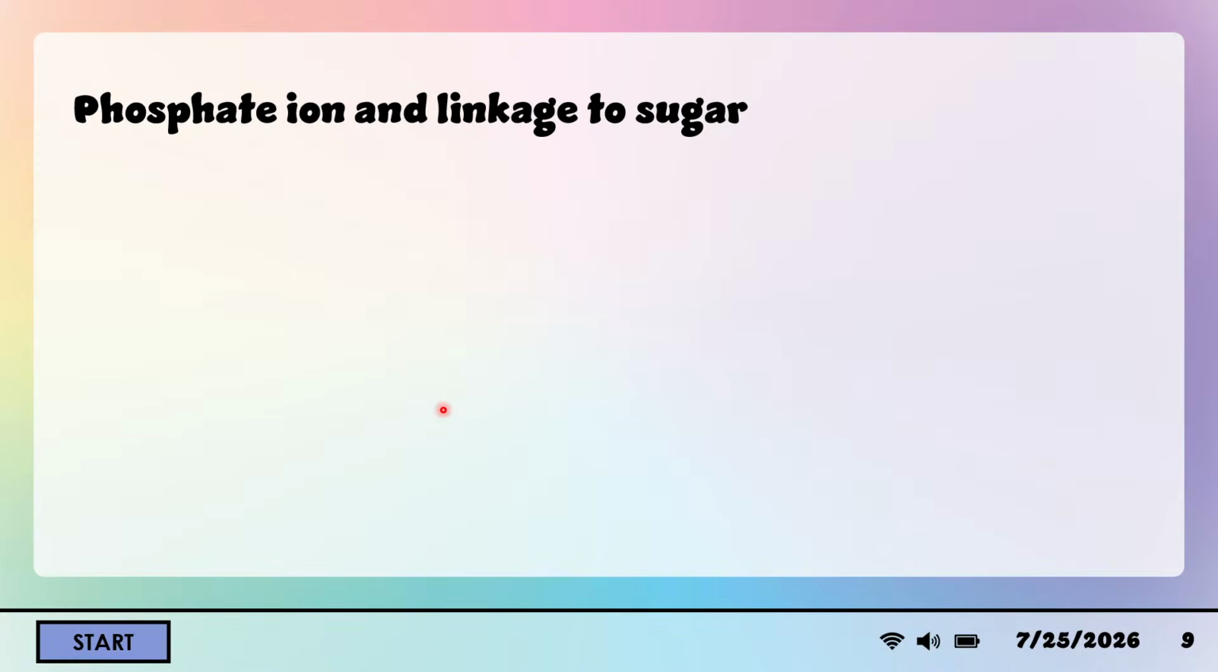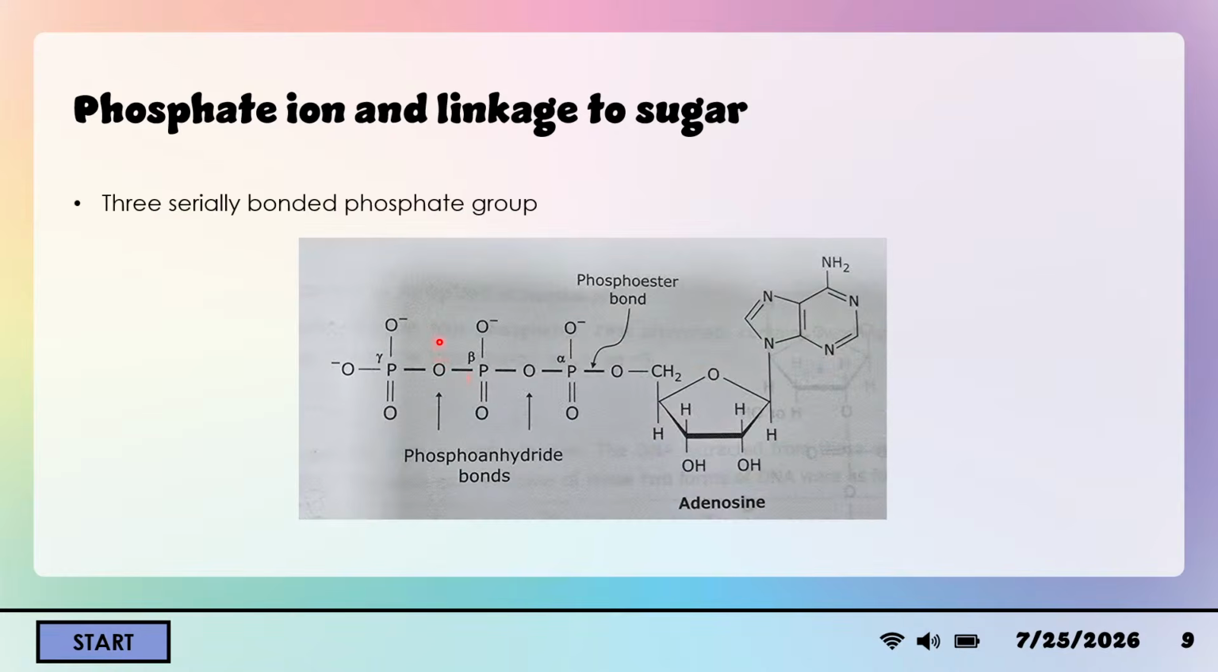Now let's discuss phosphate ion and linkage to sugar. So there are three serially bonded phosphate groups. Phosphate group is PO4 3 minus. So this is one phosphate group here. This is the second phosphate group, and this is the third phosphate group. Since this is the first phosphate group which is attached directly to the ring here, it is known as alpha phosphate group. This is beta and this is gamma. So as you go farther away, you label it as alpha, beta, or gamma.